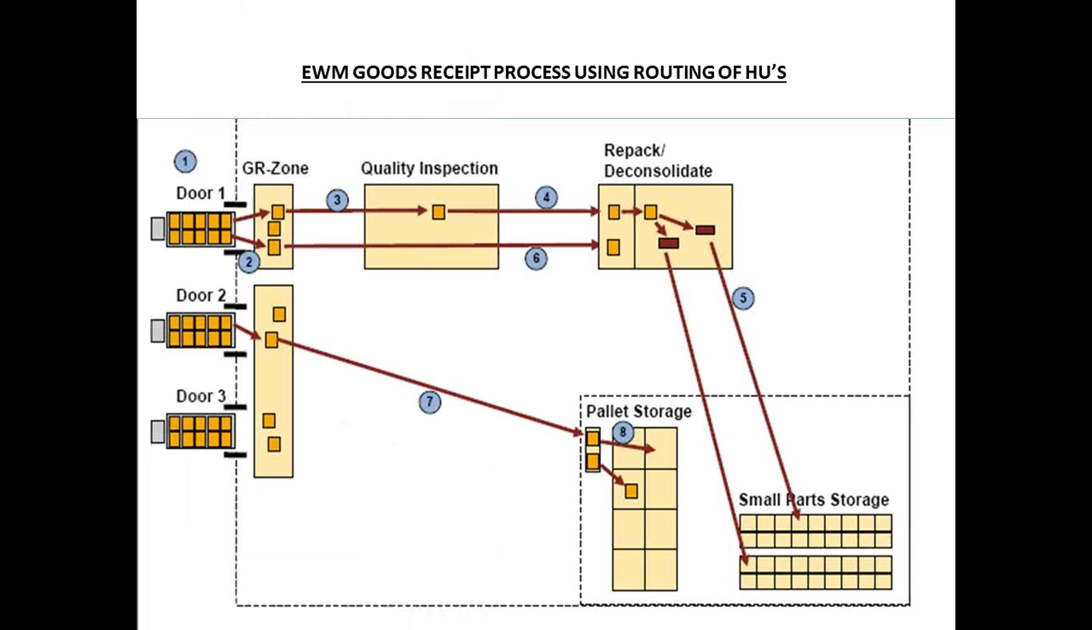See, here we have two paths. One path is quality inspection, repack, deconsolidation, and then putaway, and another path is directly from the GR zone to the putaway process. So here the warehouse process type is going to provide the information on which path you need to follow while doing the putaway or picking process. This picture is going to show you the putaway process. The next picture is going to help provide information on the picking process. Here also the same way we can apply the same logic.